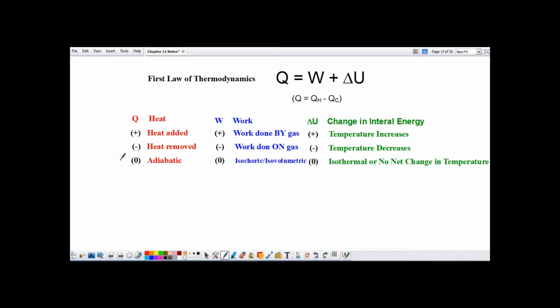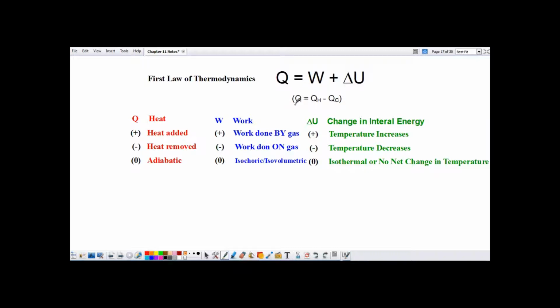The equation to find the amount of heat that was added or removed is to take the amount of heat that was added and subtract the amount of heat that was removed. We use QH for the heat that's added because if you touch something to a hotter reservoir, heat is going to be added to what you touched. If you touch something to a colder reservoir, heat is going to be removed from what you touched. So this is how we find the net amount of heat.